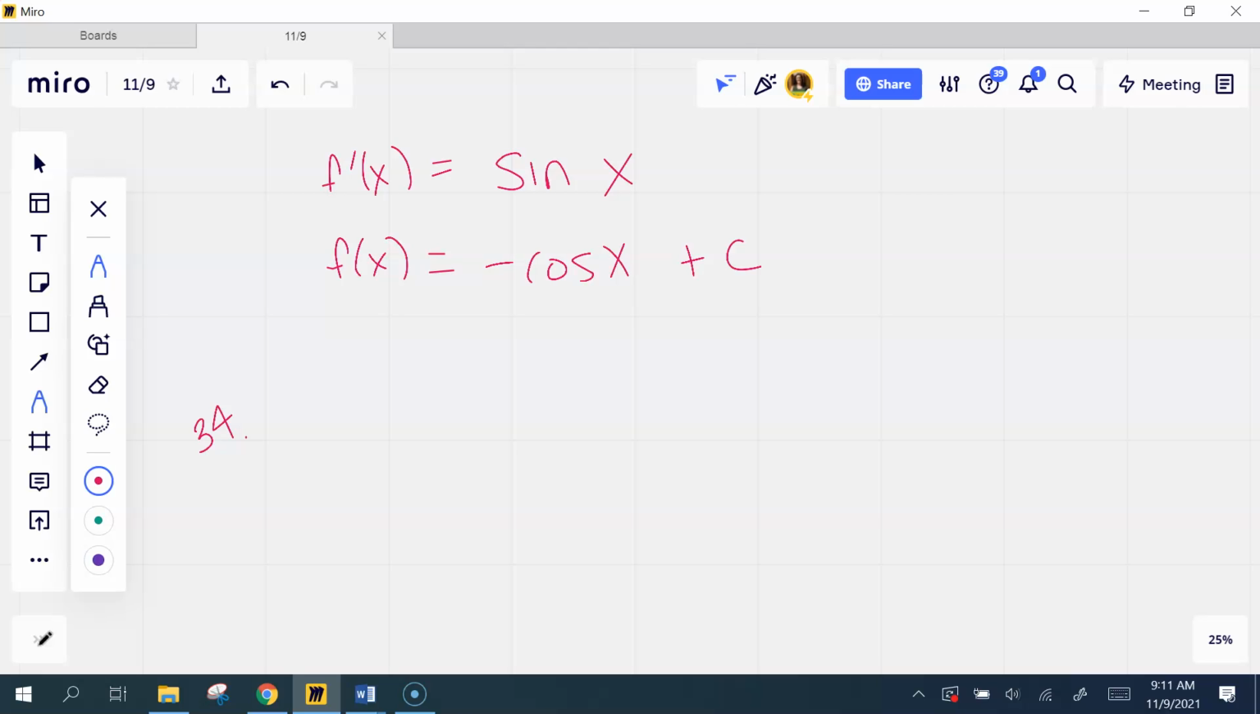All right, here's a challenge. Don't blurt this one out if you get it. You have to put a C if you're doing an antiderivative. But there might not be a C.